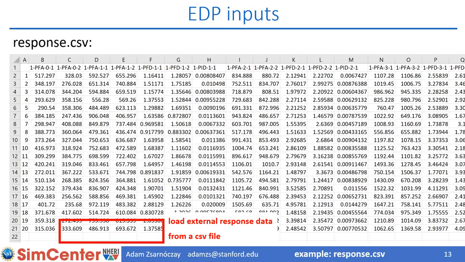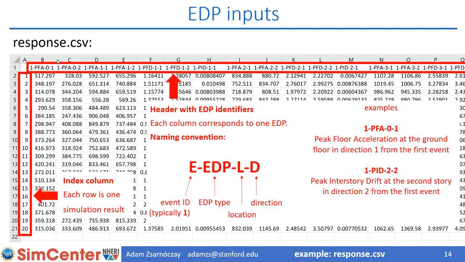So this response CSV is available in yesterday's example zip file, and I skipped the beginning of the file with a couple of other columns that show random variables that were generated. That's not necessary for the damage and loss assessment. So to do the damage and loss assessment, what you need is a file that is structured like this.